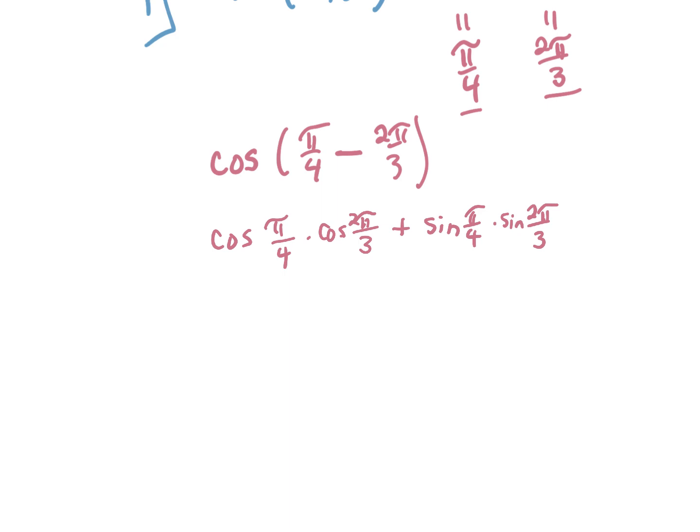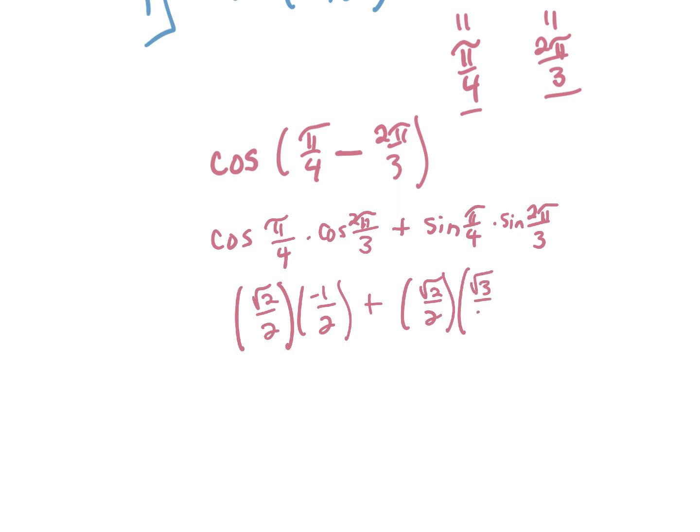But now we've got to go to our handy dandy unit circle, and we're just looking for those values on our unit circle. So the cosine of pi over 4, we know that's 45 degrees, and cosine is going to be root 2 over 2, times cosine of 2 pi over 3. Look over in our unit circle, where's 2 pi over 3? We're looking for the cosine value, so that's negative 1/2, plus sine of pi over 4, we know is root 2 over 2, and then sine of 2 pi over 3, if you look for the y coordinate, that's the sine, it's root 3 over 2.